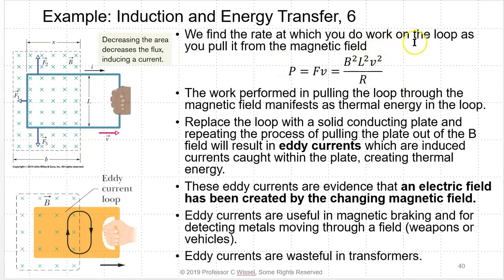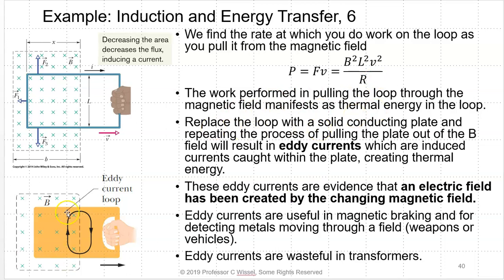Find the rate at which you do work on the loop as you pull it from the magnetic field as power equals F times V. That's B squared L squared V squared over R. The work performed in pulling the loop through the magnetic field manifests as thermal energy in the loop.